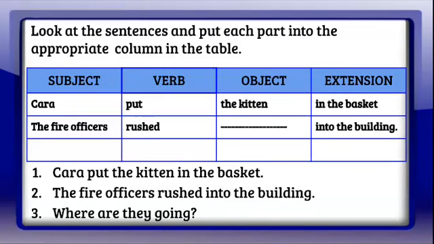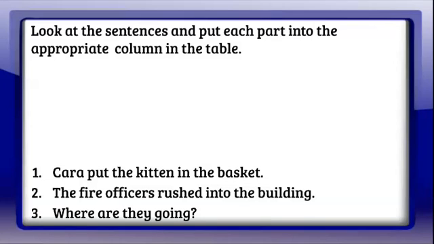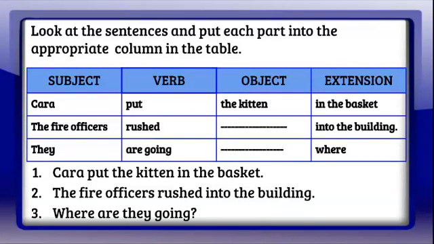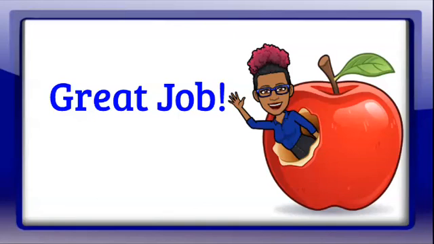Sentence number 2. Here we have, starting with our verb, rushed, the action. Subject, by who? The 5 officers. There's no object in this sentence. Here we have our extension, where, into the building. And our third sentence, where are they going? Here we have our subject they, our verb are going, no object, and our extension is where. So great job everyone.